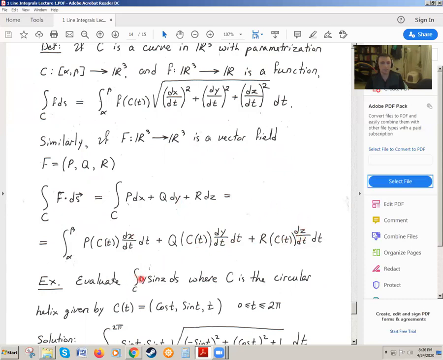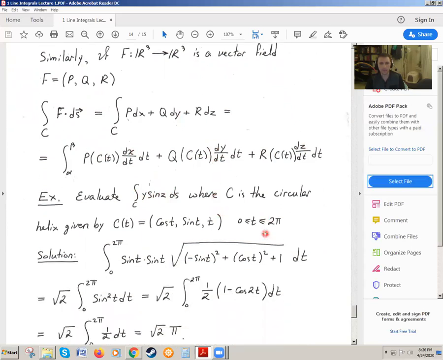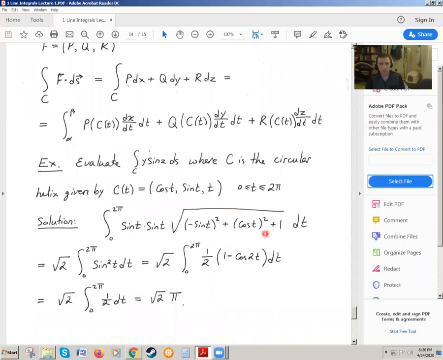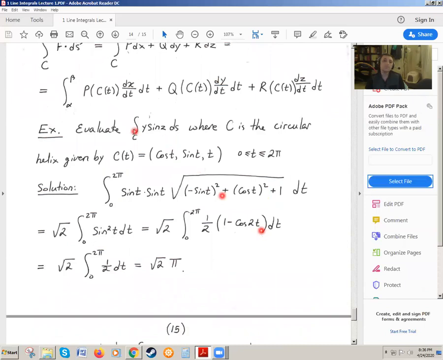So here is an example. Let's evaluate two more integrals and then maybe call it a day. So what is this? We are integrating over the curve C, y sine z ds.